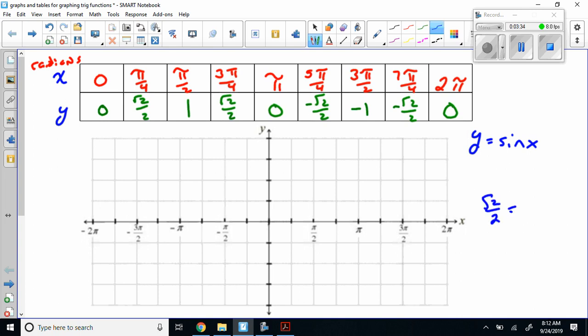Square root of 2 over 2 is what? 0.7? Yeah, go. All right. So square root of 2 over 2 is 0.71, 2 decimal places, right? All right. So the easiest thing to do is say that this is what? 0.5, right? And that this is what? 1. So this would be what? Negative 0.5. And this would be what? Negative 1. Questions? Any questions on that?